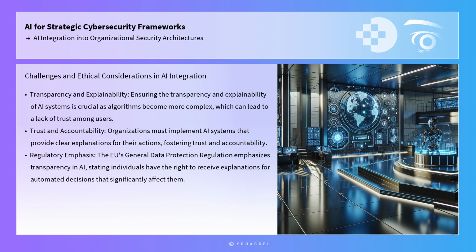Despite the clear advantages of AI integration, organizations must also address potential challenges and ethical considerations. One such challenge is ensuring the transparency and explainability of AI systems. As AI algorithms become more complex, understanding their decision-making processes becomes more difficult, which can lead to a lack of trust among users. It is crucial for organizations to implement AI systems that provide clear explanations for their actions, thus fostering trust and accountability. The European Union's General Data Protection Regulation emphasizes the importance of transparency in AI, stating that individuals have the right to receive explanations for automated decisions that significantly affect them.